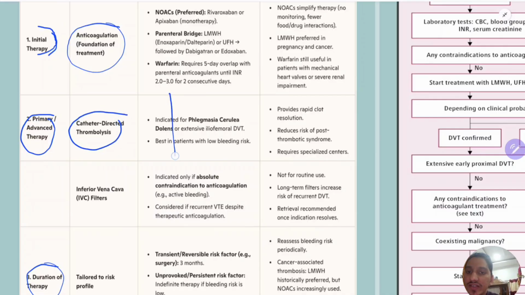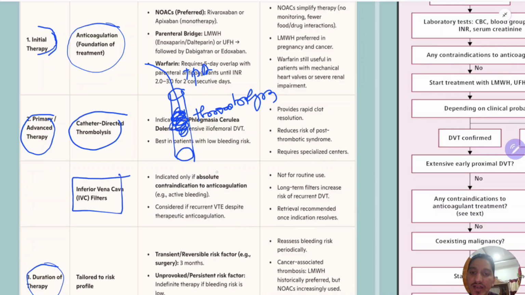What you will do, if this is the vein and this is the thrombosis, you will insert a catheter here, and through that you will give tissue plasminogen activator, and you thrombolize the clot. So that is catheter directed thrombolysis. Or if anticoagulation is not possible and catheter directed thrombolysis is not possible, then if the patient has high risk of pulmonary embolism, in those patients who are having proximal DVT, you will place inferior vena cava filters. Now we will discuss individually these things.